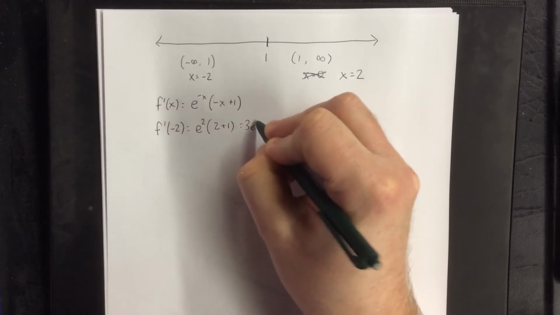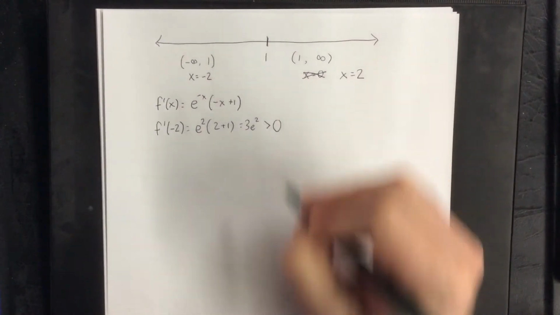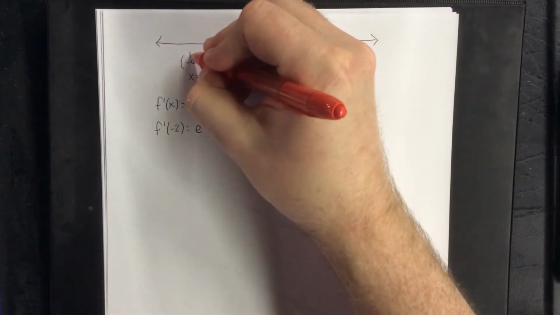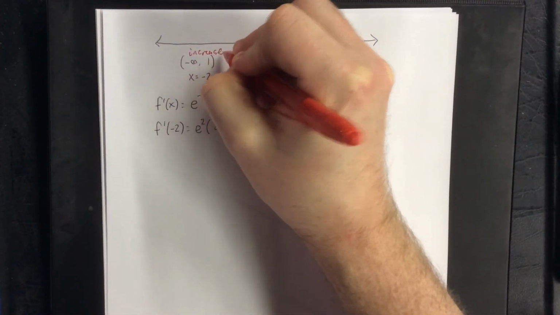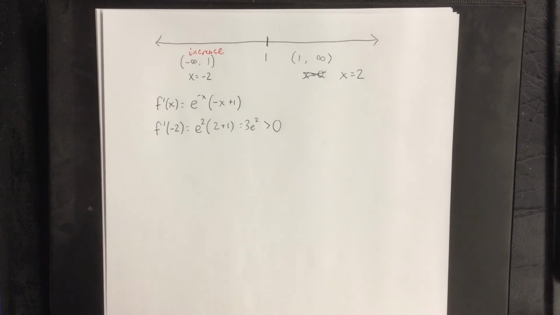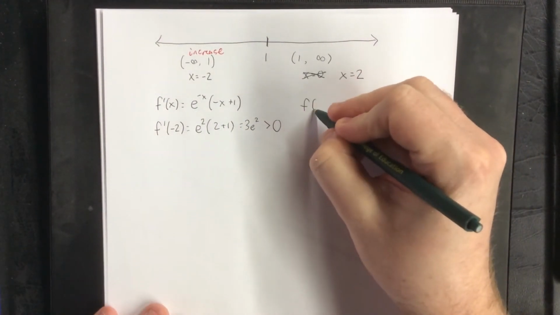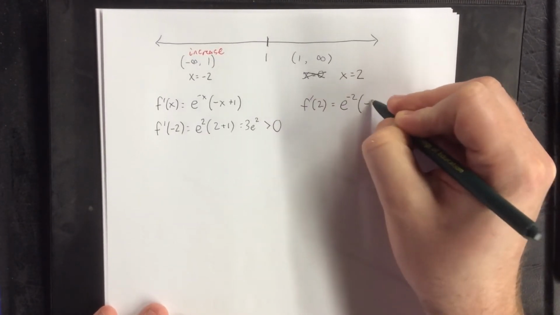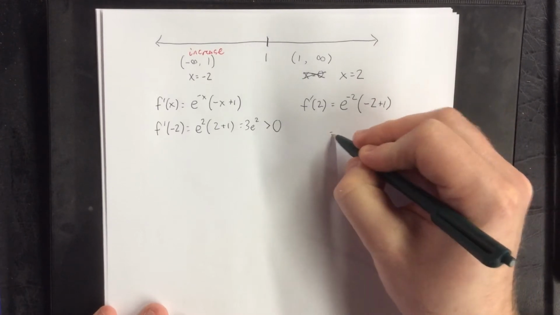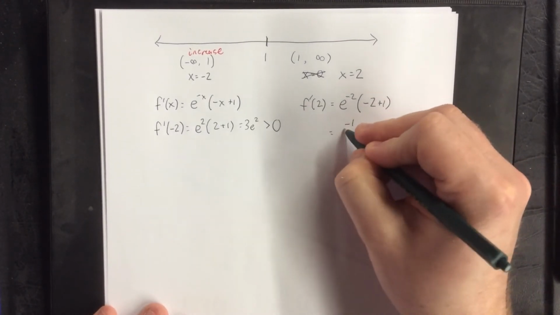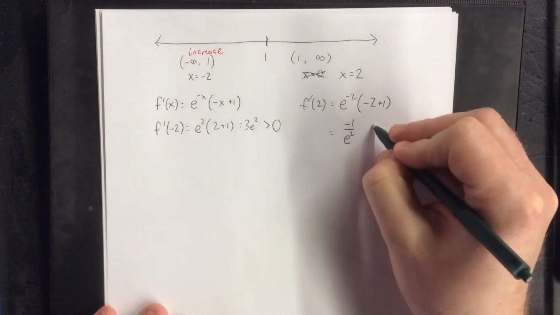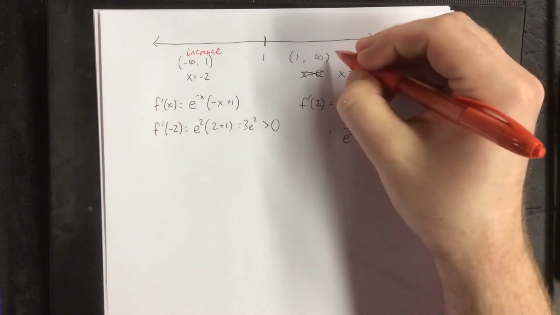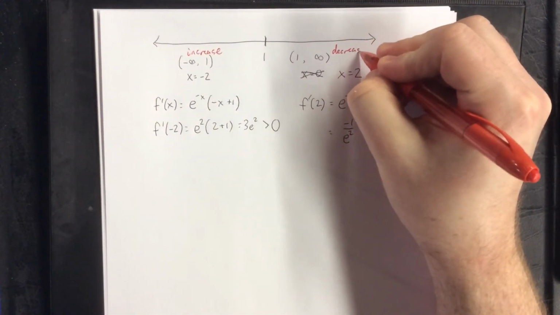e to the positive 2 and then negative negative 2 plus 1. This is 3e squared. The important thing that we take out of this is that this is greater than 0, which lets us know that this interval is going to be an interval of increase. Then for the other value, x equals positive 2, we will use f prime of 2. That'll be e raised to the negative 2 power with a negative 2 plus 1 associated with it. Negative 2 plus 1 is negative 1, and e to the negative 2 would be 1 over e squared. The important thing is that that is a negative number, letting us know that this interval is an interval of decrease.